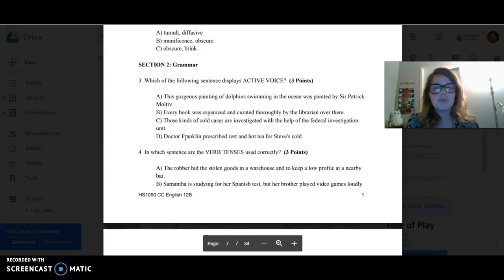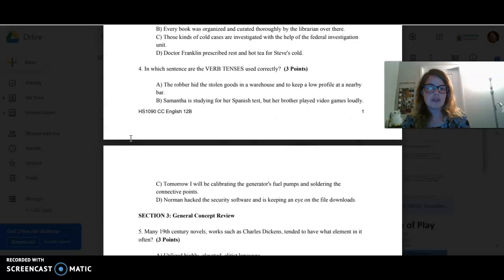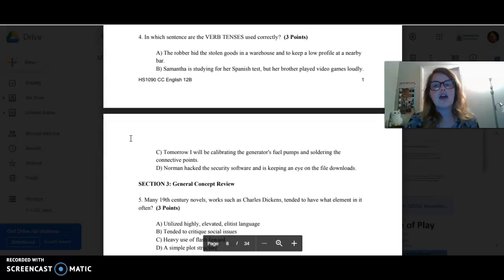C, those kinds of cold cases are investigated with the help of the Federal Investigation Unit. Or D, Dr. Franklin prescribed rest and hot tea for Steve's cold. 4, in which sentence are the verb tenses used correctly? I prefaced this last time. I have a hard time sometimes not correcting these when I read them out loud, so read them really carefully.